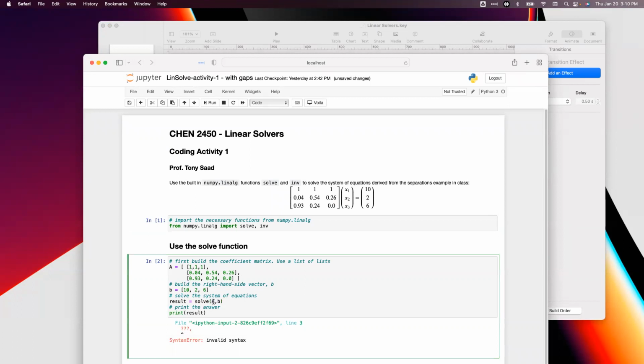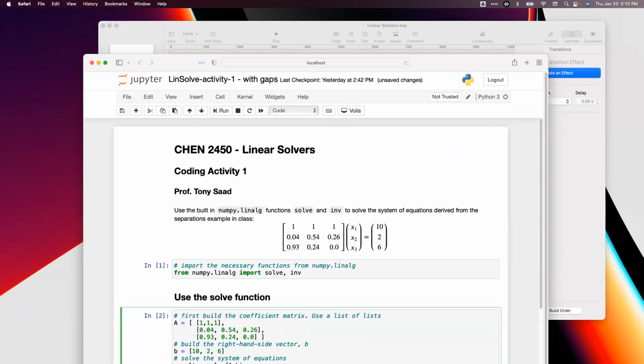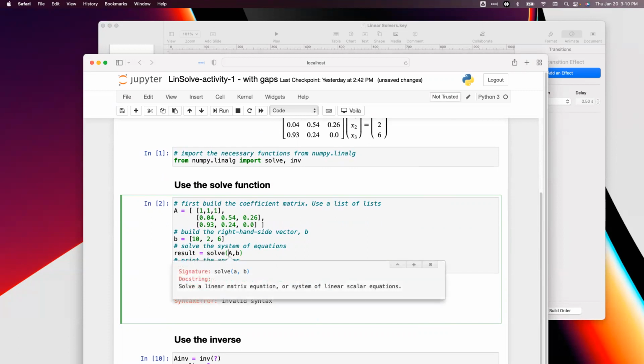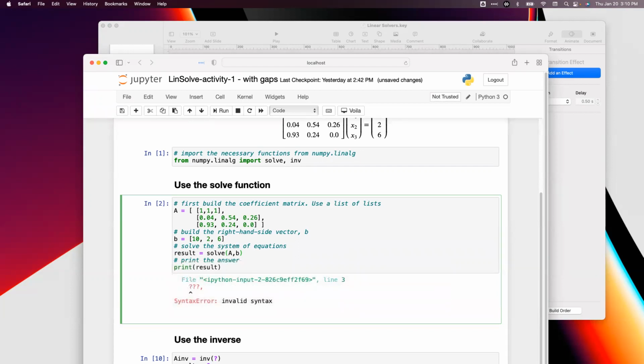Now, if you're confused as to what the arguments of solve are, or what the arguments of any function are, put your cursor right next to the parentheses over here. Okay, see my cursor? Put your cursor here and press Shift Tab. So the button Shift and the button Tab on your keyboard. It's mind-blowing, right? And it gives you the signature of the function. Solve A, comma B, solve a linear system, linear matrix equation, or system of linear equations.